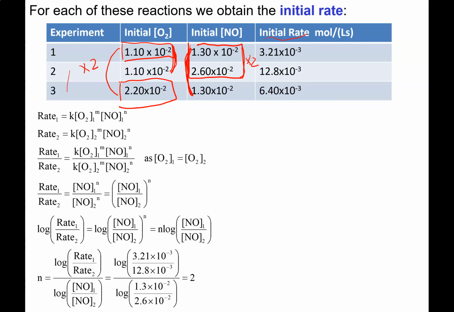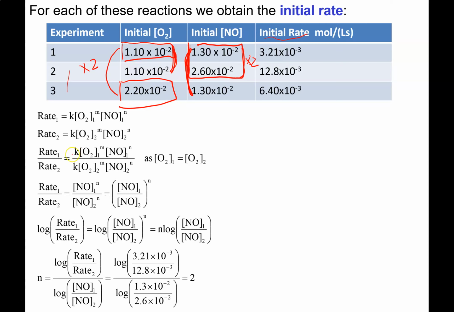So now what I'm going to do is take the rate in experiment 1 and divide that by the rate in experiment 2. So here I've got rate 1 divided by rate 2 equals, and then I've got the two expressions top and bottom. So there's a bunch of stuff that cancels out here.